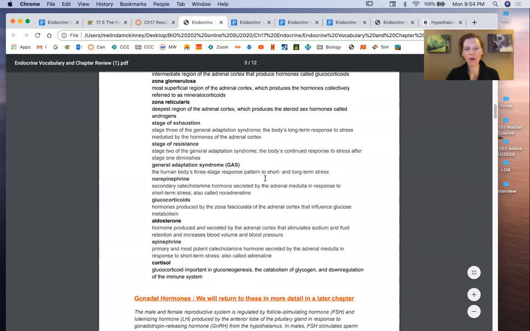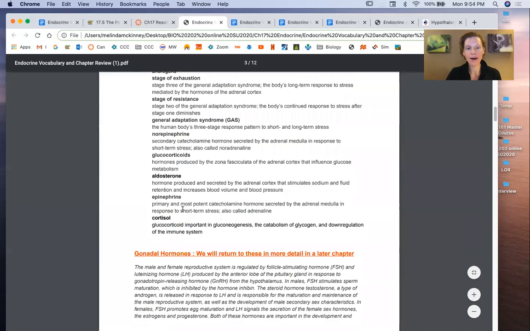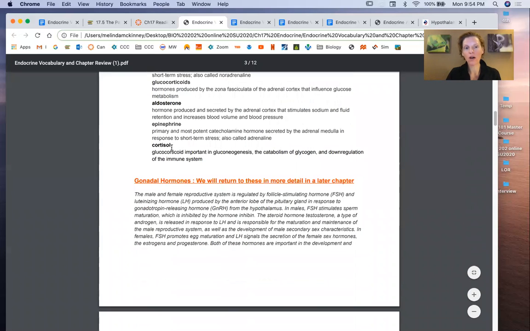So as you read through these, you want to know the names of the hormones. Here's norepinephrine, here's glucocorticoids, aldosterone, cortisol. Cortisol is probably one you've heard of as well. It's often involved in the stress response. And so catabolism of glycogen, downregulation of the immune system.